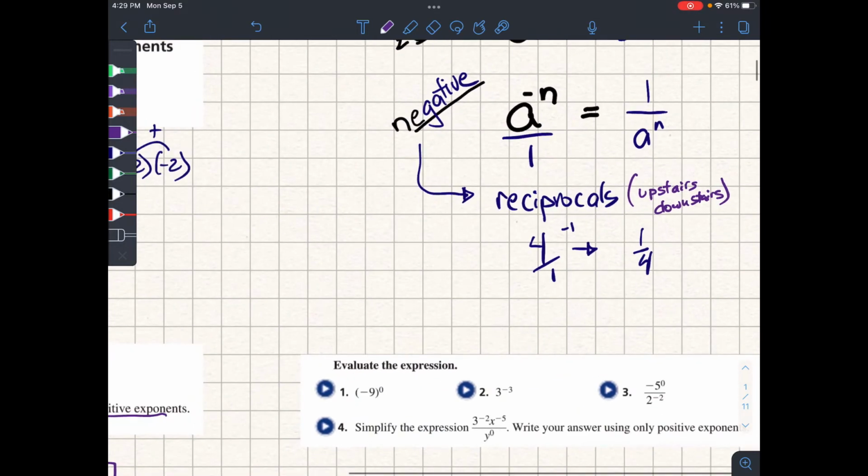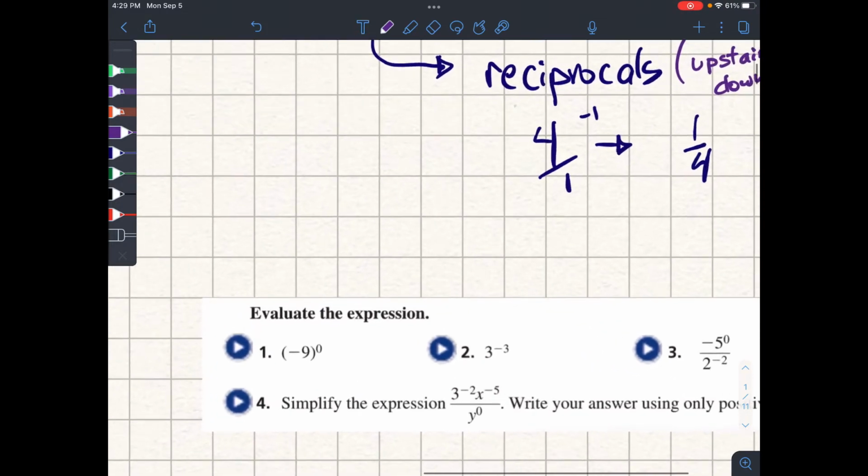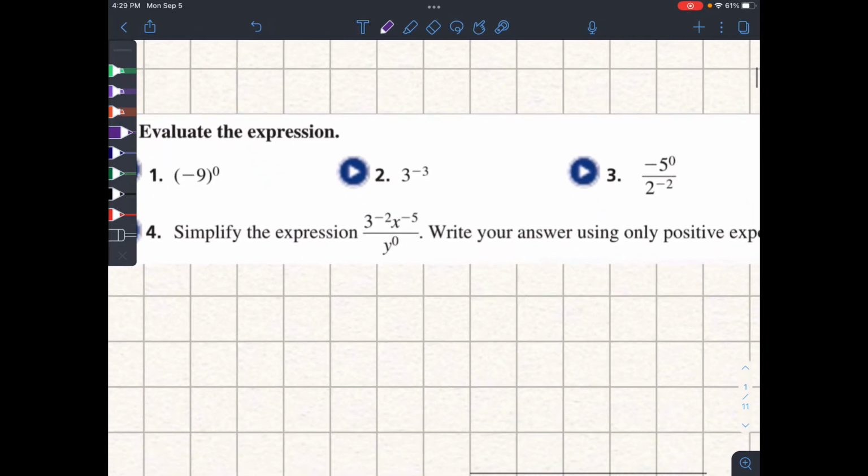So that's what a negative exponent tends to do. It flips those things around on us. I'll do one more little example here. So let's focus on number 4 here: 3 to the -2 times x to the -5, y to the 0. I'll give you a moment here to start thinking about that.